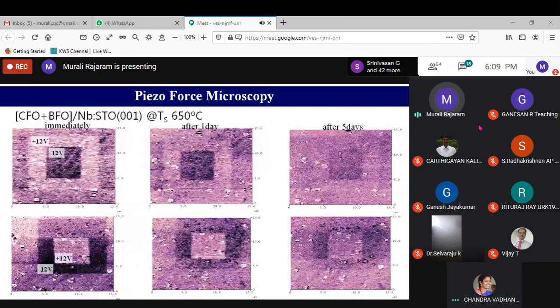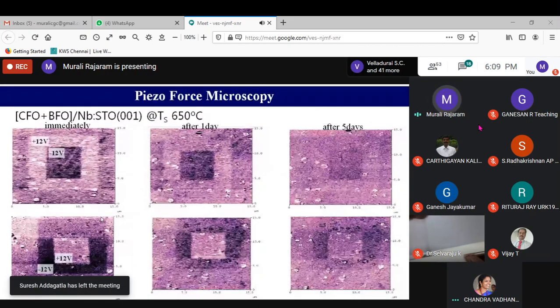And then this one, again you can switch, with minus 12 volt on this region and plus 12 volt on the other region. So this shows that it is ferroelectric, and your MFM image shows that it is ferromagnetic. So we have combined them together, and we have shown that it is elastically coupled. All these measurements were done at room temperature. So we have shown that these multiferroic nanostructures are room temperature multiferroics.